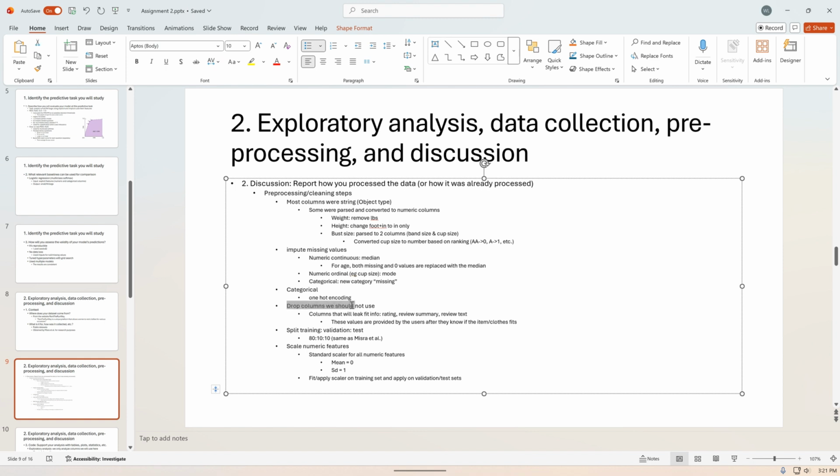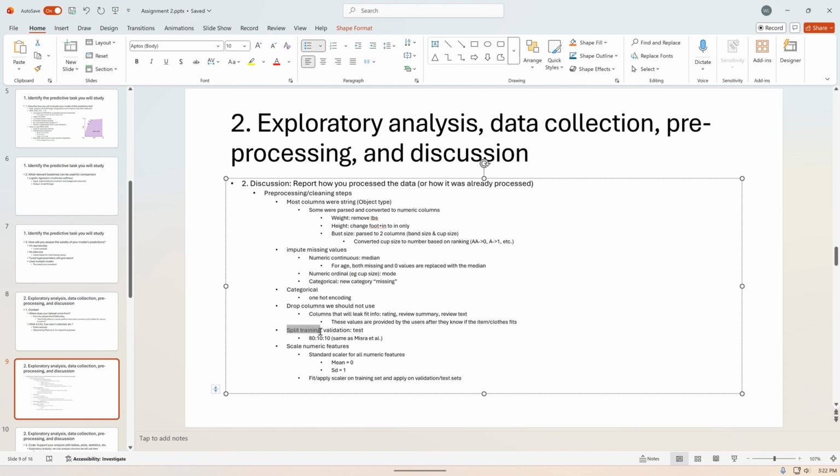Then we dropped columns that we shouldn't be using, for example, columns that will leak fit info. For example, rating, review summary, review text. These columns are provided by the users after they know if the item fits or not. So that's basically going to tell you whether the item fits or not. So we shouldn't be using those.